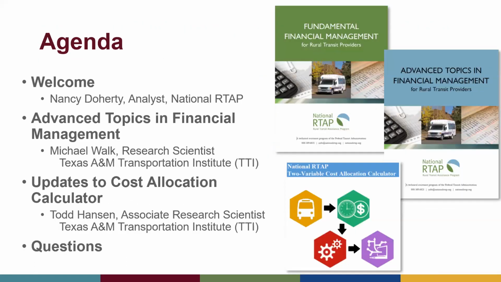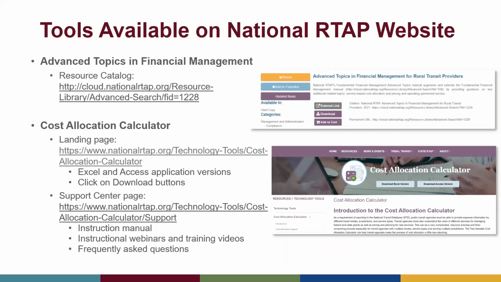Both of these things are available on our new website. It can be downloaded very easily. To download either version of the calculator, you simply click on the button in the banner on our landing page, and Todd will be showing you how to do that in a few minutes. And then the support center page for the cost allocation calculator will provide links to the new instructional manual and 10 really well done new instructional videos and a few webinars that introduce and demonstrate the applications.